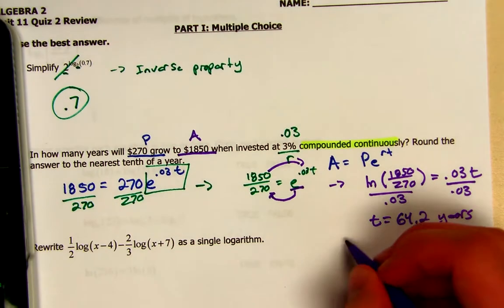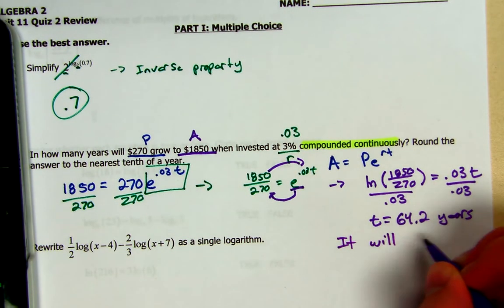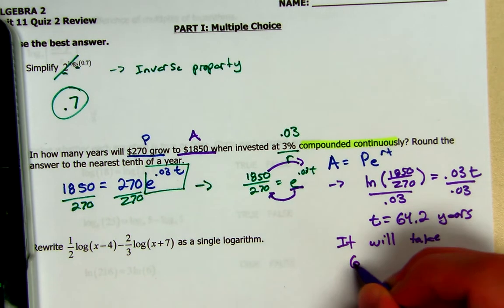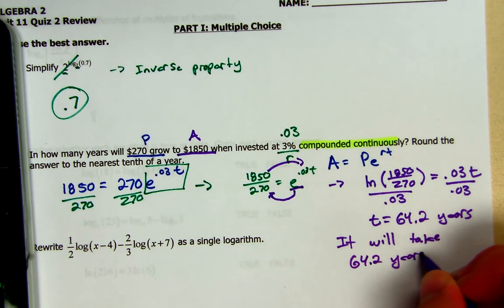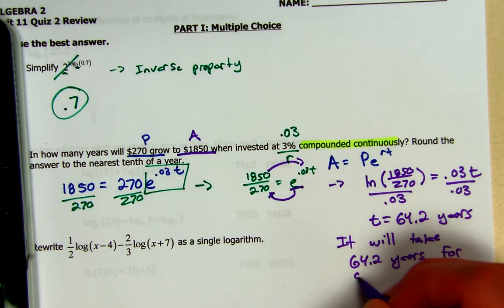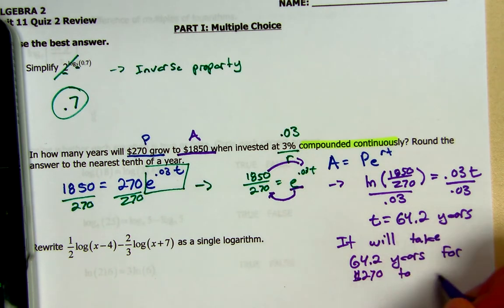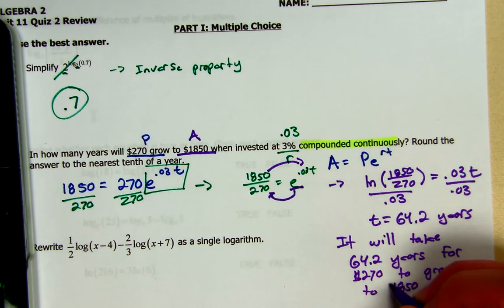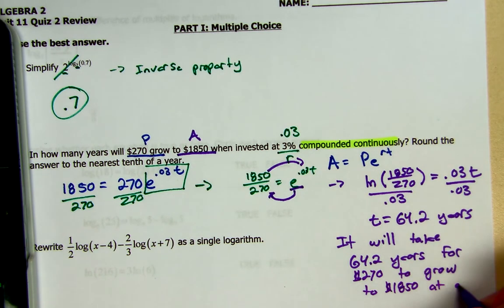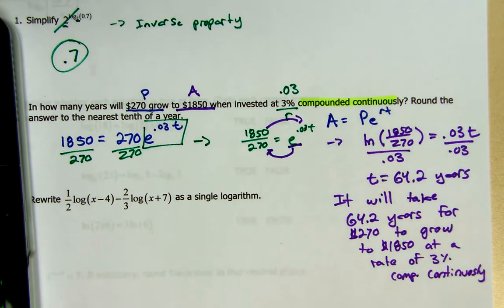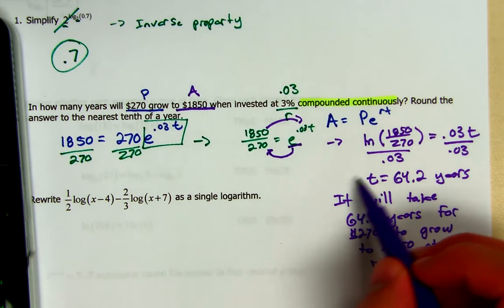So it will take 64.2 years for $270 to grow to 1850 at a rate of 3% compounded continuously. So again, that sentence, you could be a little bit less detailed, but that would be the best answer there.